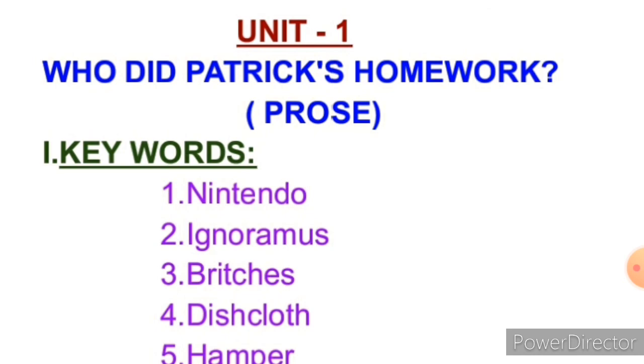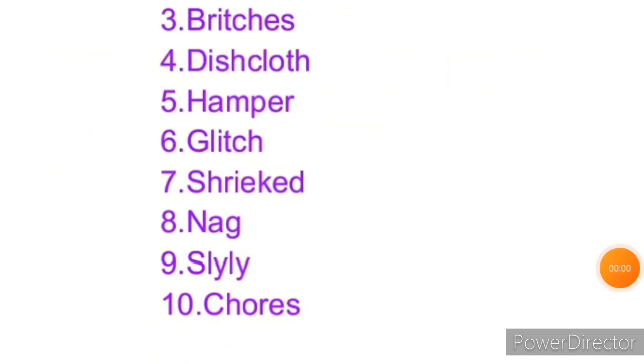Once again, we shall recall these keywords, children. Listen carefully. The title, Unit 1, Who Did Patrick's Homework? It is a prose. Roman numeral 1 is Keywords. The first one is, pronounce it properly, children, Nintendo. Second one, ignoramus. Third one, breeches. Fourth one, dishcloth. Fifth one, hamper. Sixth one, glitch. Seventh one, shriek. Eighth one, nag. Ninth one, slyly. 10th one, chores.